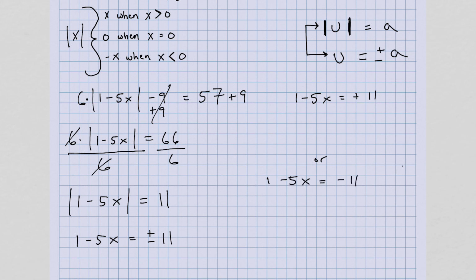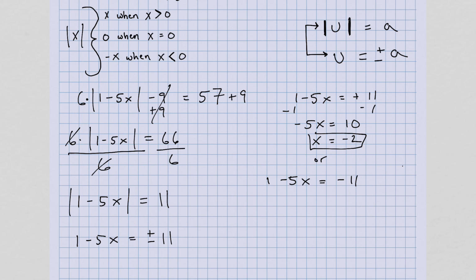Solving the top one first: 1 minus 5x. To get rid of this 1, we're going to subtract it. Remember what I just said, when you're deconstructing something, you usually want to get rid of the plus and minus before you get rid of the multiplication. This is a multiplication, negative 5 times x, and here this is just a positive 1. So we subtract 1 from both sides, and we're left with negative 5x equals 10. Dividing both sides by negative 5, we get x equals negative 2.